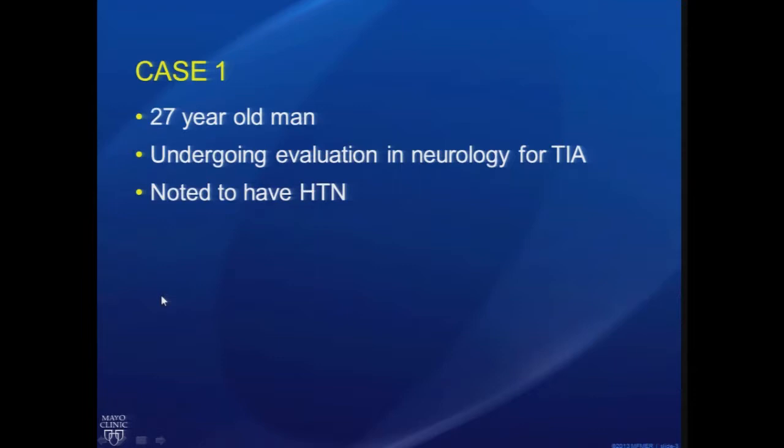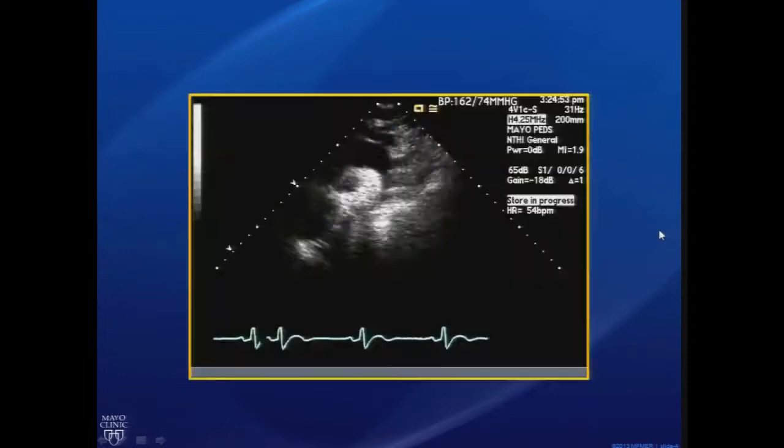So here is case 1, a 27-year-old man. He's undergoing evaluation in neurology for a TIA. They noted on his intake that he had hypertension. So, young man, hypertension. You guys should be primed to make this diagnosis now from the stem of the question. And I'm showing you the arch.